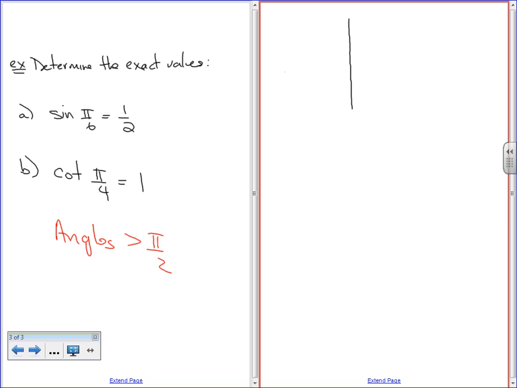So I'm going to draw axes. When I draw the axes, I divide it up into 4 quadrants. This one here is quadrant 1, quadrant 2, quadrant 3, and quadrant 4.